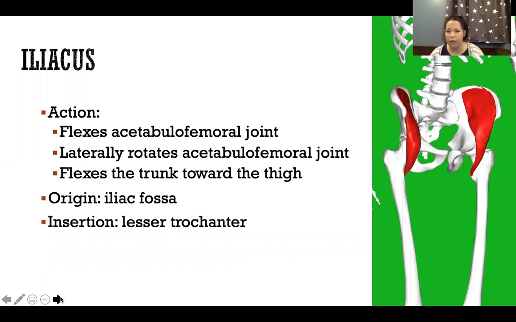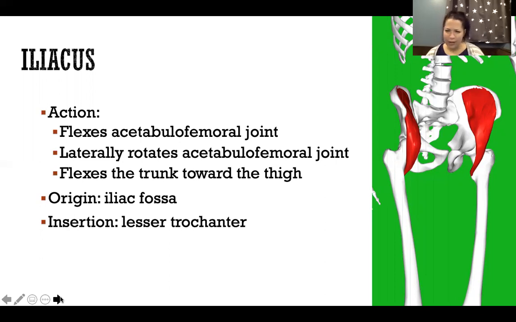And so Iliacus has the same exact actions. It's just not flexing the spine because it doesn't attach to the spine. So Iliacus is going from the iliac fossa down through that same path as psoas, down to that same insertion. So it has that same flexion of the acetabulofemoral joint and lateral rotation of the acetabulofemoral joint. And then we can also say it flexes the trunk toward the thigh.